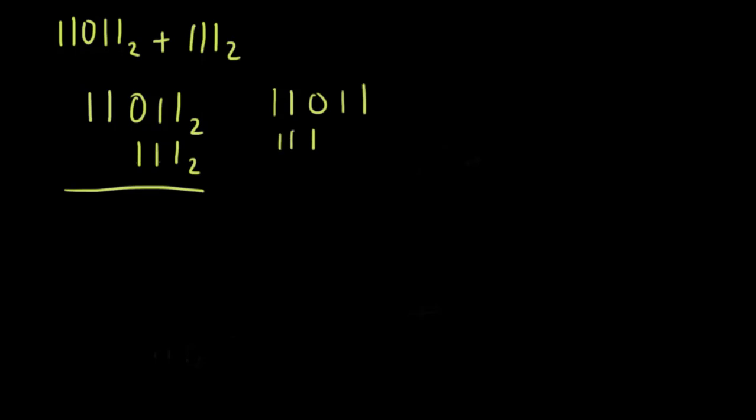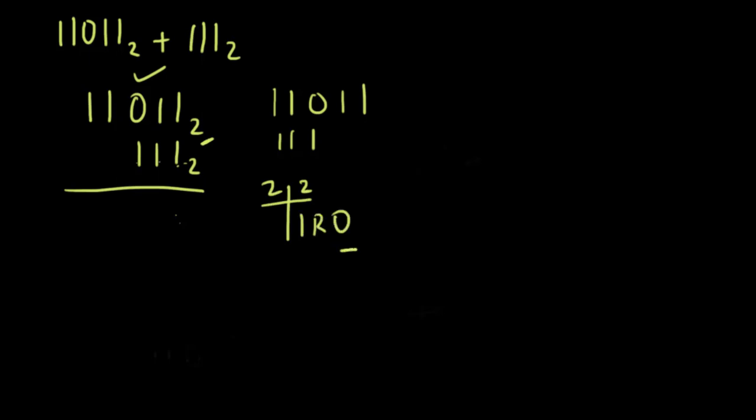1, 1, 1 like this. Do you understand? 1 plus 1 is 2. We can't write 2. Why? Because each of the digits must be less than the base. So I divide by what? By the base. 2 divided by 2 is 1, remainder 0.